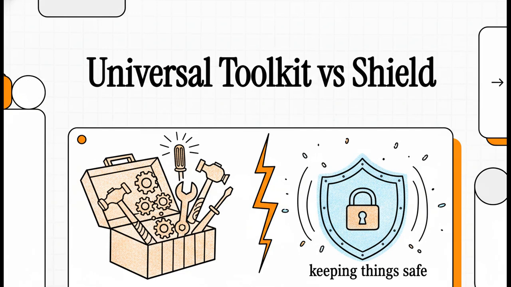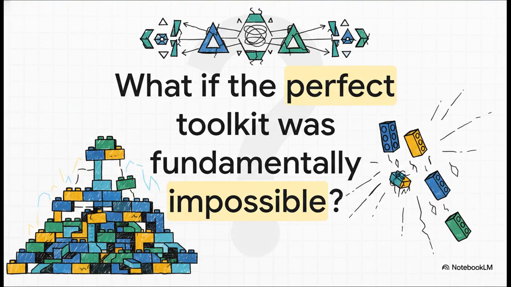All right, today we're tackling one of the biggest, most fundamental challenges in quantum computing. Seriously, this is a big one. It's basically a story about a massive tug of war, a clash of titans, if you will. On one side, you have the dream of a perfect universal toolkit. And on the other, well, you've got the universe itself, laying down some pretty strict rules about how to keep things safe. So, what if the perfect toolkit, the one you need to build a quantum computer, was fundamentally impossible?